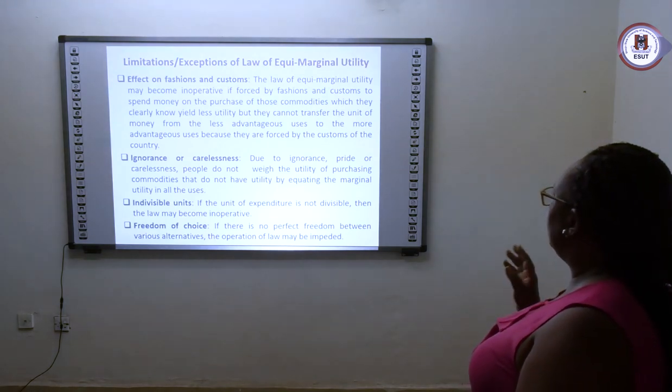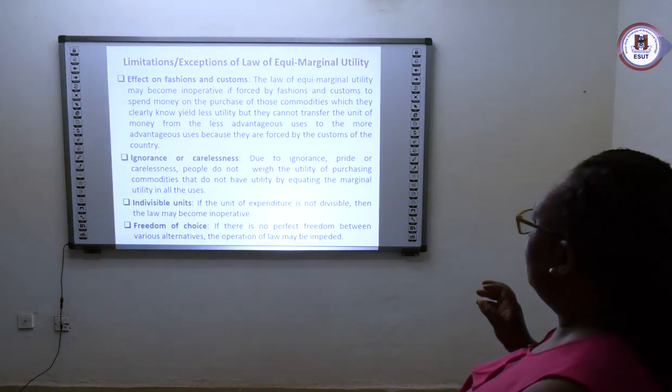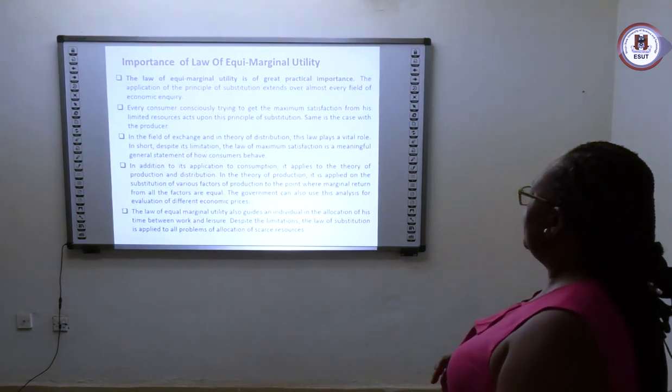Limitations and application of the law of equimarginal utility. The students will refer to the book.